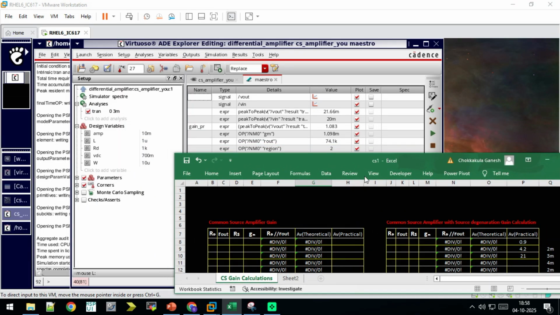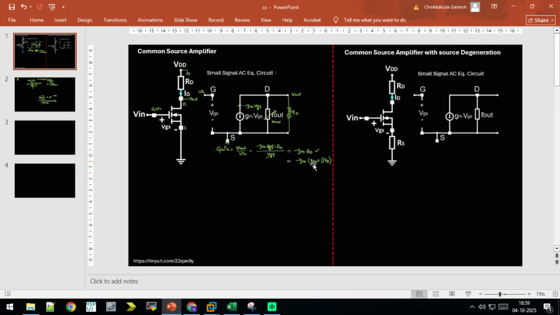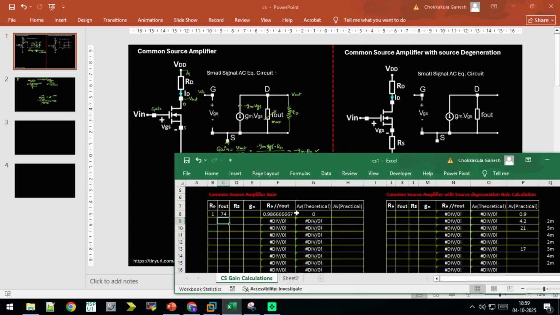So let me bring into the picture the RD value, which we have chosen as 1 kilo ohm. And R output we got around 74 kilo, which is a very high value when it comes in parallel with RD. As we already discussed, gm times RD is the gain when we take R output in parallel with RD. So that value will be calculated over here: RD parallel with R output.